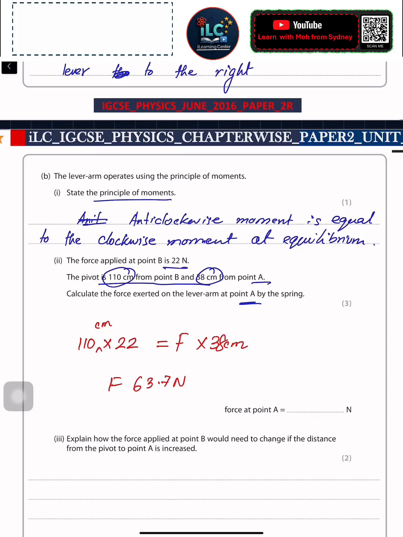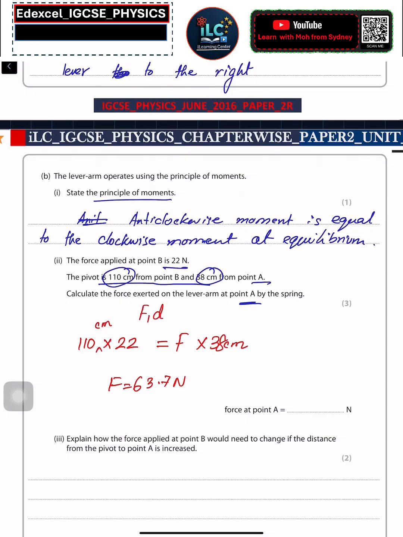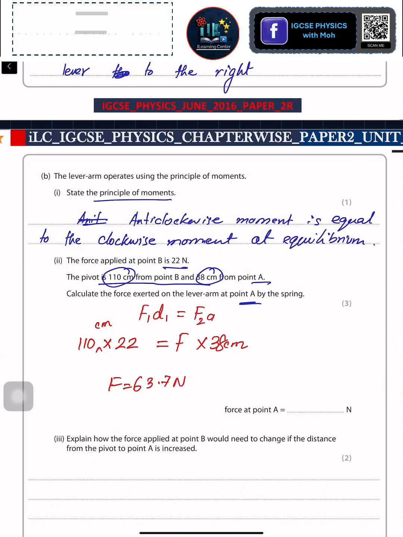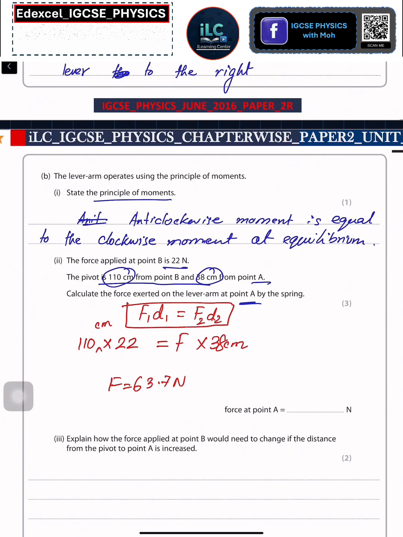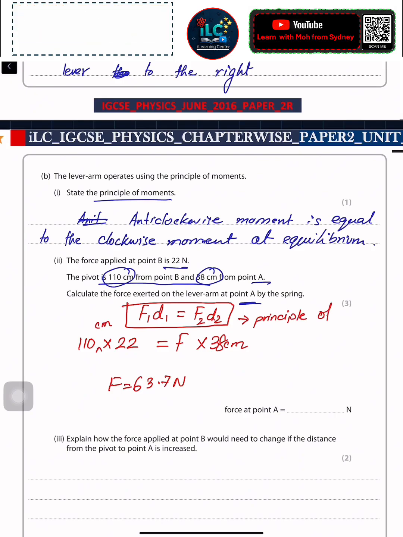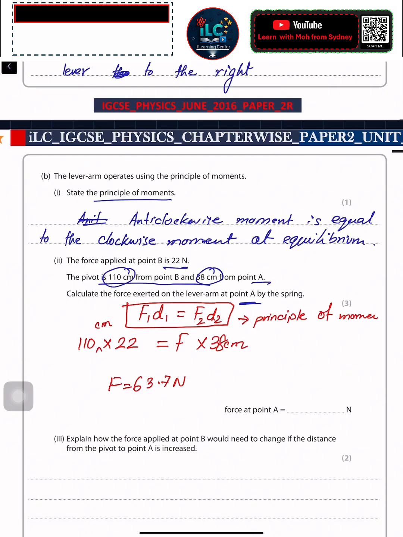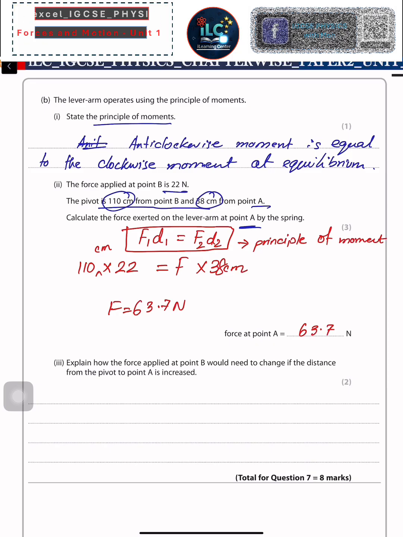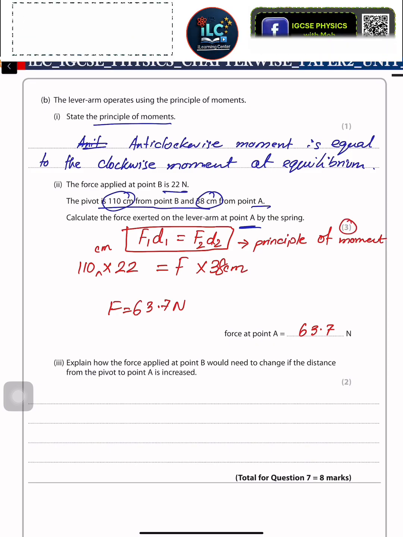And the equivalent for this is 63.7 newtons. Remember, we have used a formula where we have said that F1 D1 is equals to F2 D2. This is basically the principle of moment. So I'm just gonna write here so you understand, but in your exam you don't have to write it. Principle of moment. That's what we meant. Anti-clockwise moment is equals to clockwise moment. I write the answer here as well, and we get 3 marks for this.